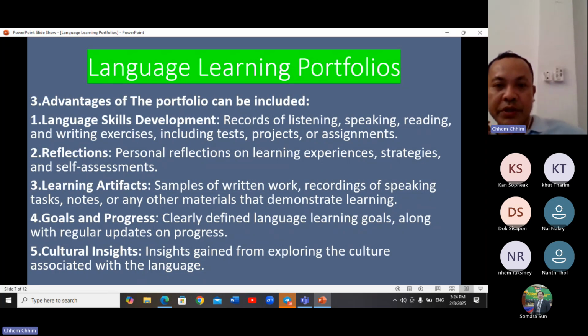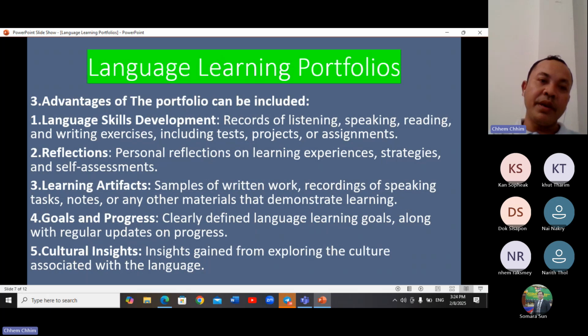And next, we talk about advantages of portfolios. Portfolios can give us some advantages. Number one, language skill development. So we can develop language skills by recording listening, speaking, reading, and writing, including tests, projects, or assignments.